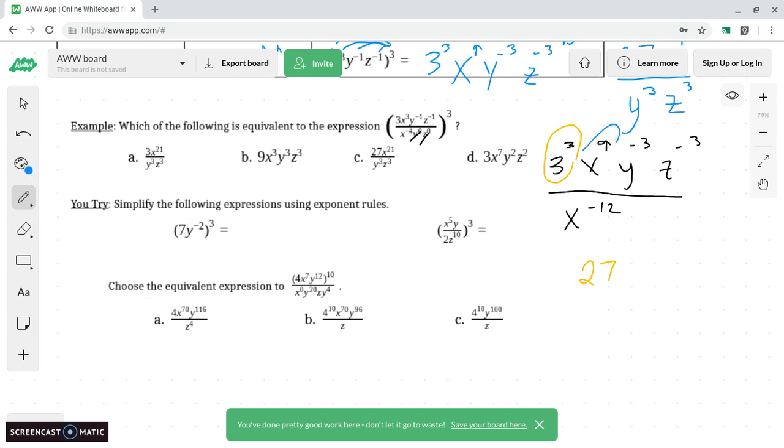Next, we have a couple x's. So we have x to the 9th on the top and x to the negative 12th on the bottom. That is our quotient rule. So we're going to do 9 minus a negative 12, which will give us x to the 21st.